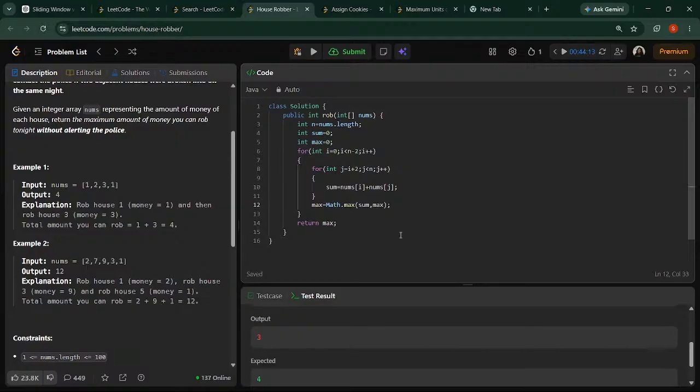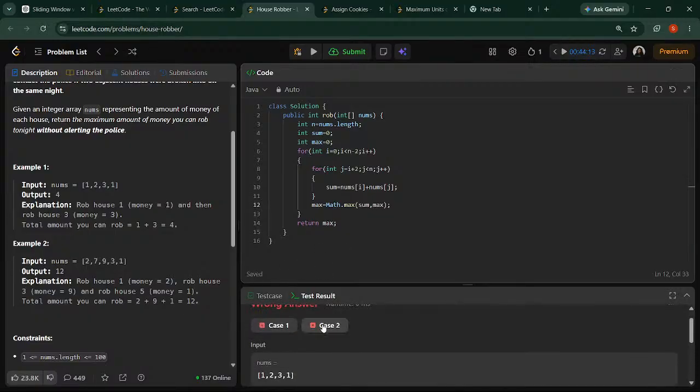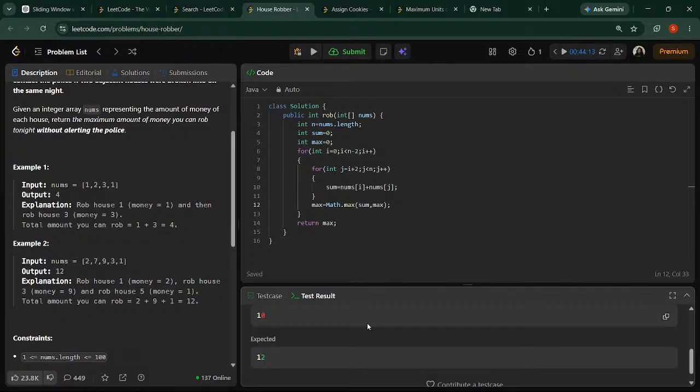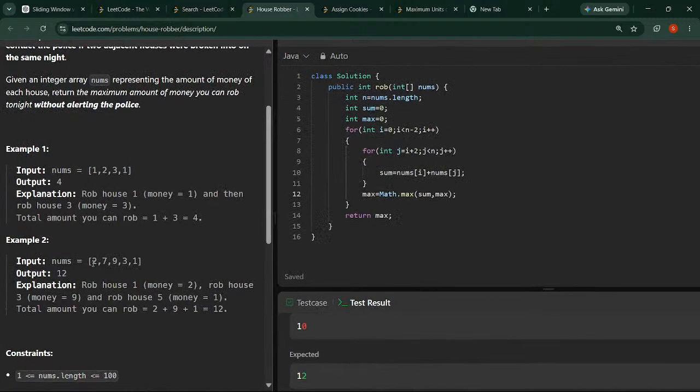In nums, sum equal to 0, max equal to 0. So what I'm doing actually is, 3 gives 4 and 10 gives 12. Okay, first 3 and 1 and 1, right? Then 2 and 1. I stored 2 and 9. It is 12. What I think it should be... I think it should be inside this loop.